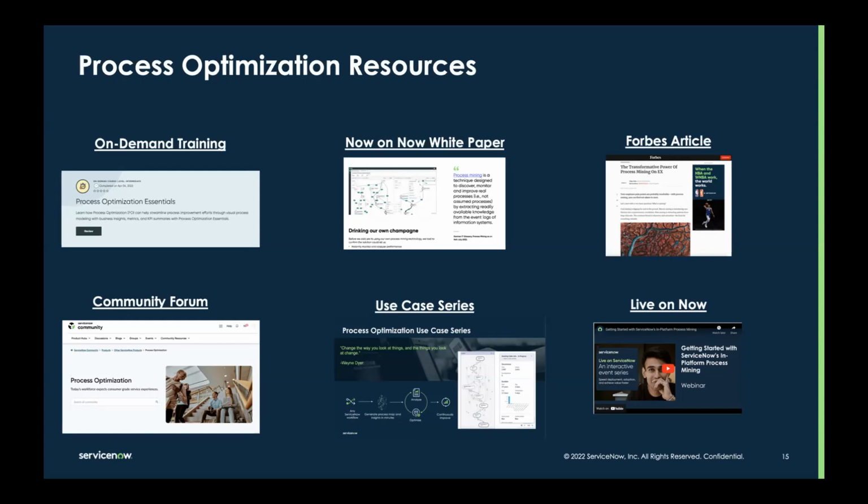There are three use cases out there right now: multi-hop, rework, and channel analysis. I look to be adding SLA analysis as well as something around on hold reason, which is a common use case we're seeing customers explore with process optimization.